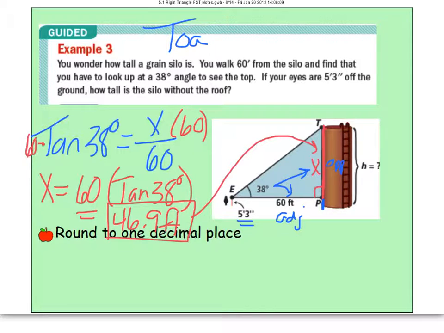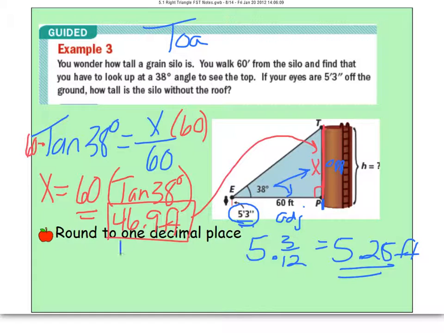Now we do need to add ourselves back into the height. Be careful, this is 5 feet 3 inches, so let's convert that to complete feet. So it would be 5 feet, and then it's 3 inches out of 12. So this really becomes 5.25 feet.